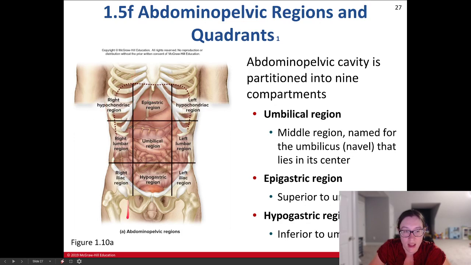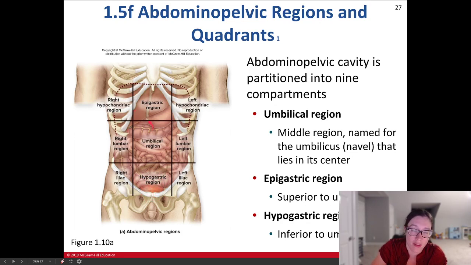So this would be a sagittal plane. This would be a sagittal plane. These would be transverse planes. But it can be divided into 9 compartments. And these 9 compartments are each going to house different organs. And so if we really got down to it and you said that the pain was coming from the hypogastric region, well then maybe it's the bladder, because that's where the hypogastric region is.